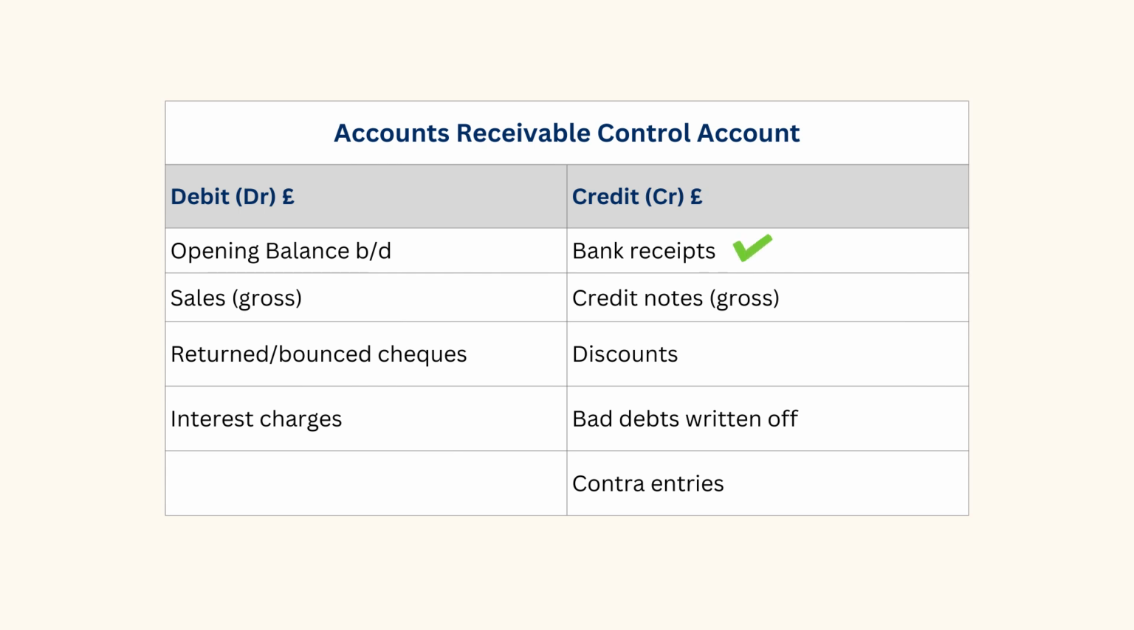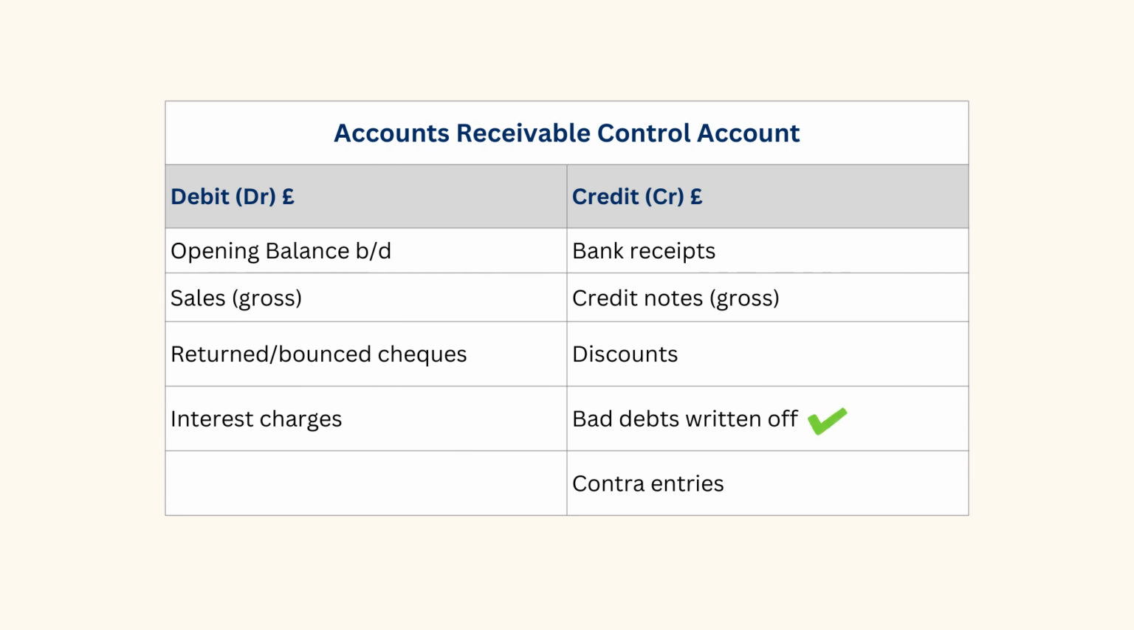Bank receipts are money received from customers. When they pay, the amount they owe decreases, so this entry appears on the credit side. When customers return goods, we issue credit notes. Their debt must be reduced, so we record the full credit note value on the credit side. If the business gives a discount for early payment, customers owe less, so discounts appear as credits.